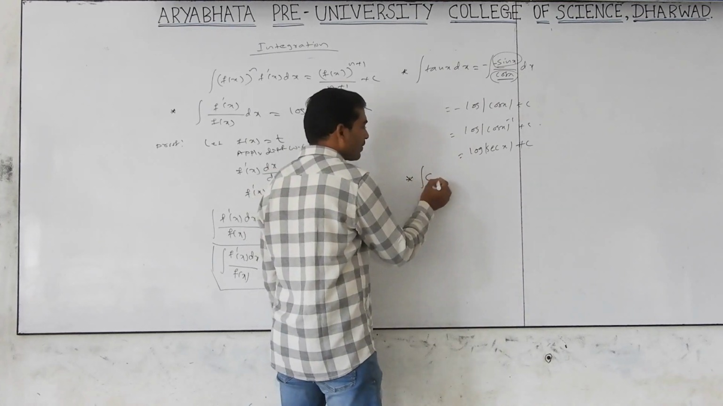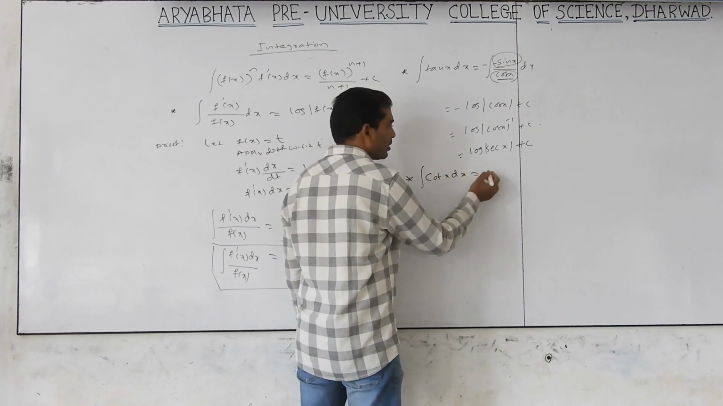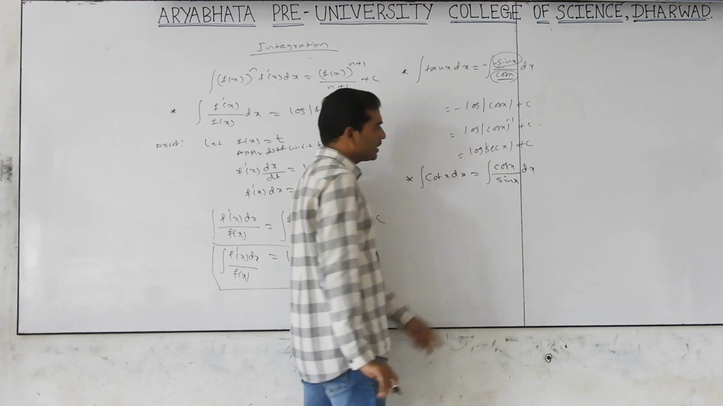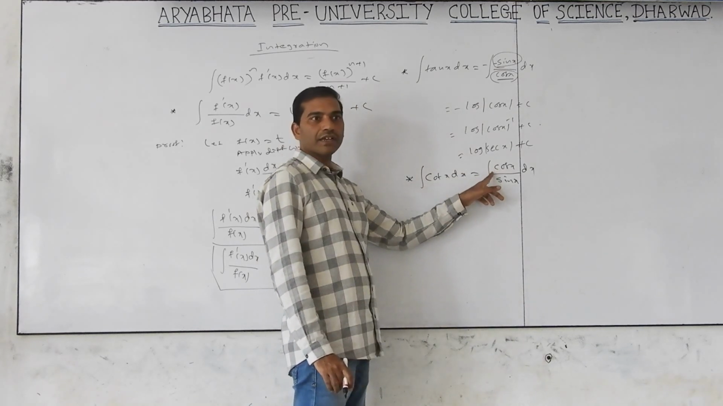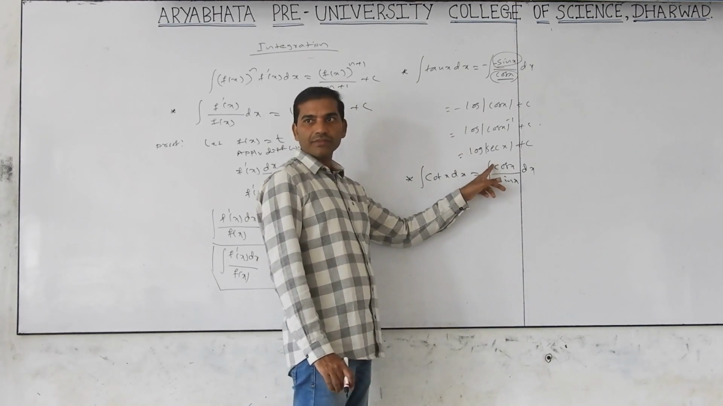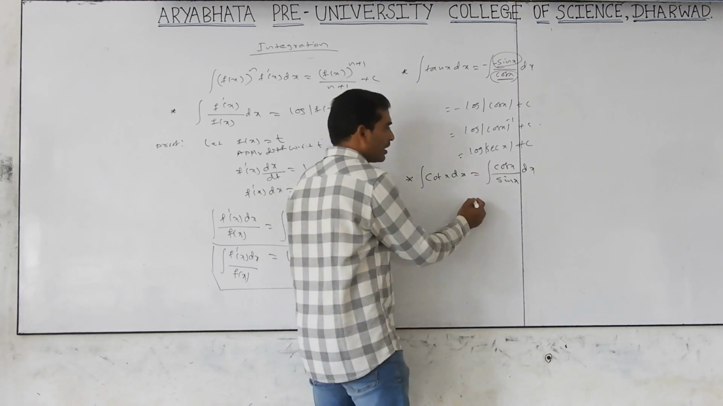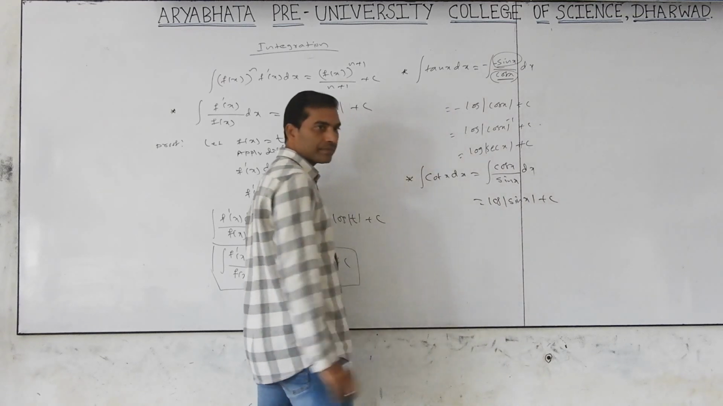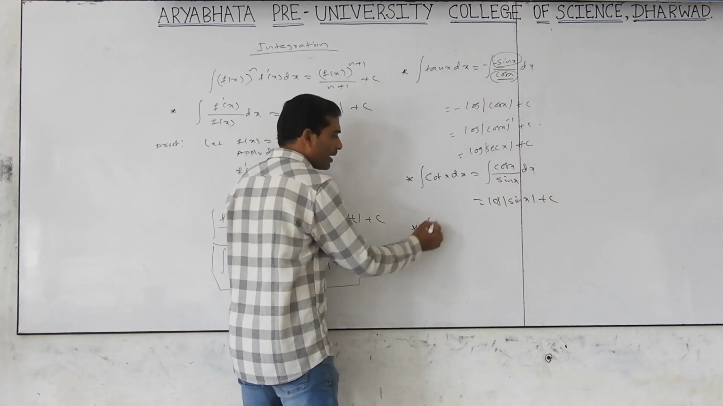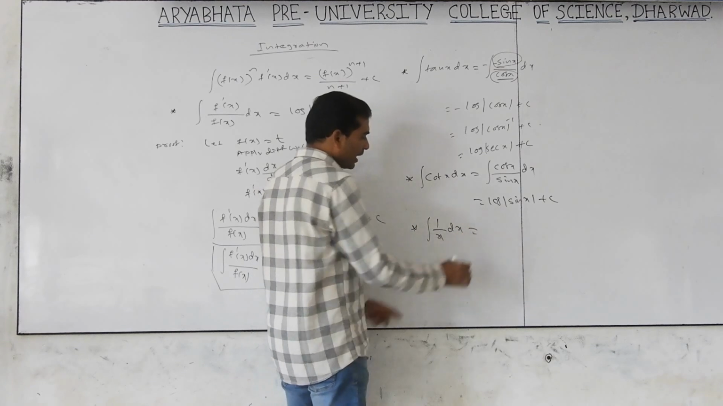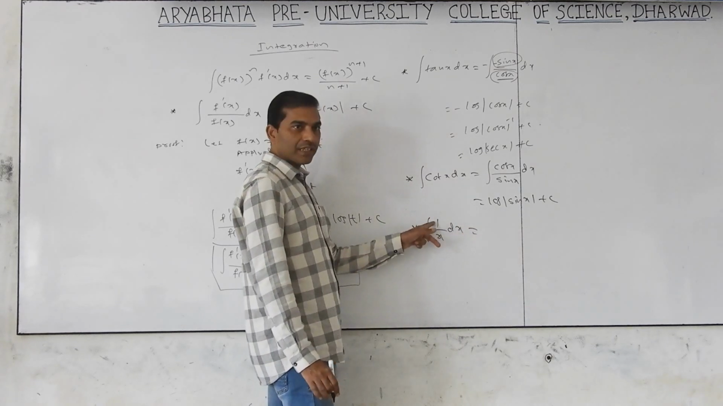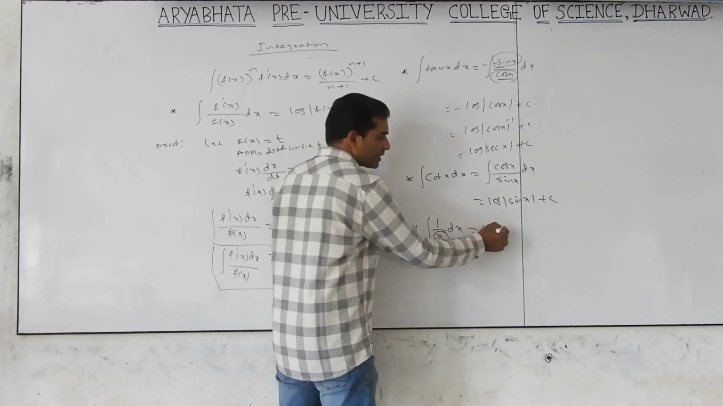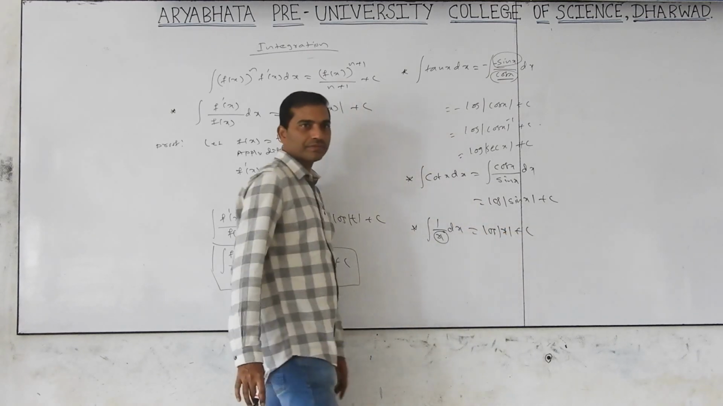Next, integration of cot x dx equals cos x by sin x dx. See, the sin x derivative is there. So the answer is log of the denominator sin x plus c. Integration of 1 by x dx: the derivative of x is there in the numerator. So log of f(x), the denominator, is x plus c.